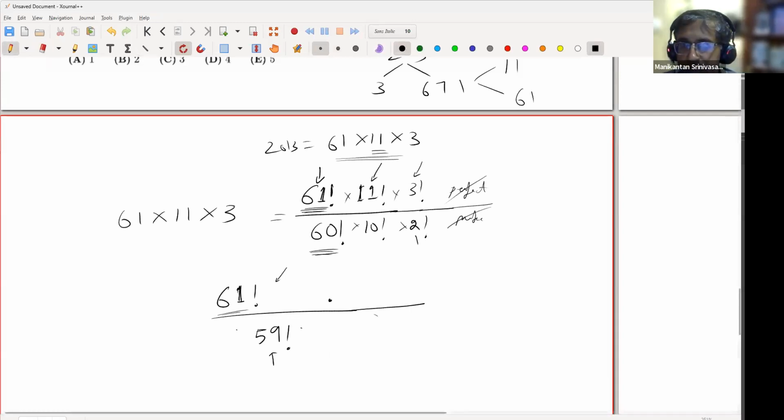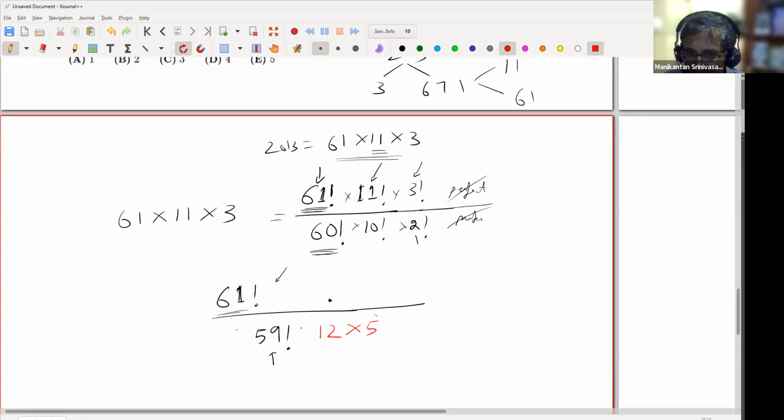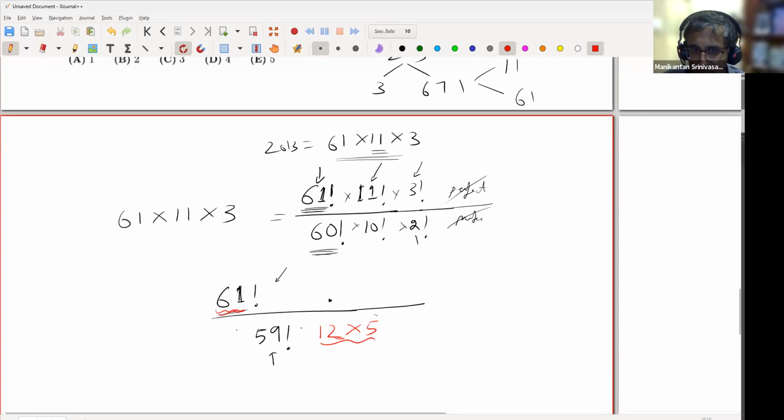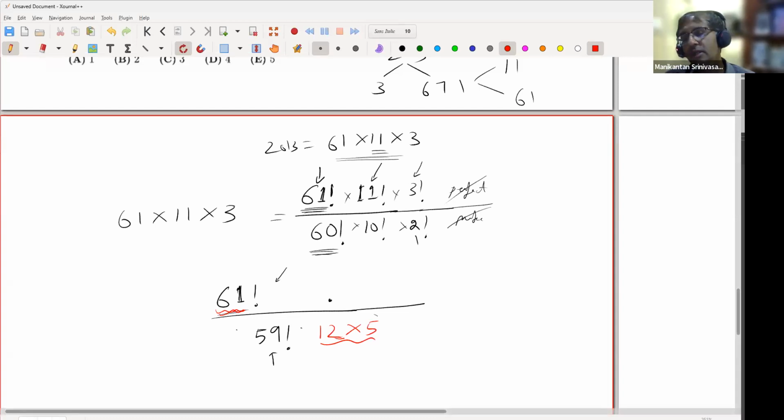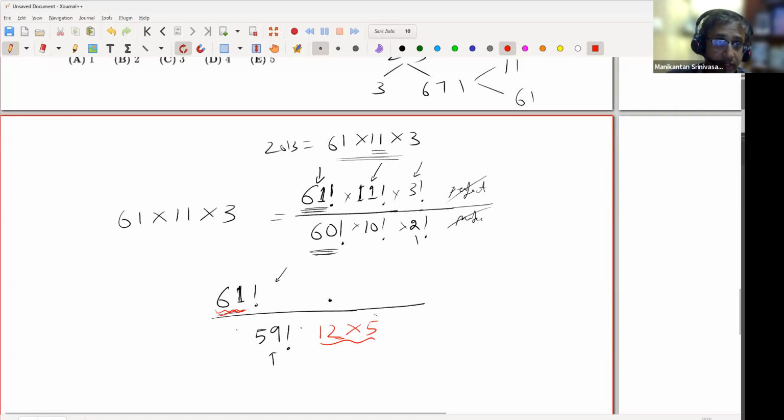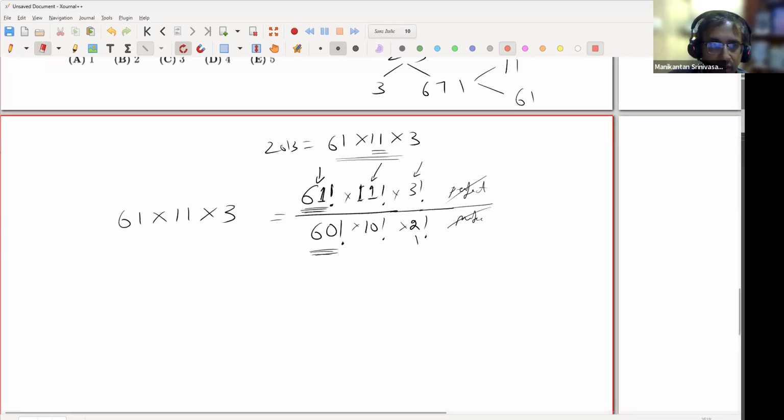Okay, so sorry guys, let me just illustrate this again. So I want to have a 12 and a 5, which is a 60, so that this 60 will cancel off with the 61 factorial. Sorry guys, I'm not at all explaining clearly. One sec, let me just start all over again.